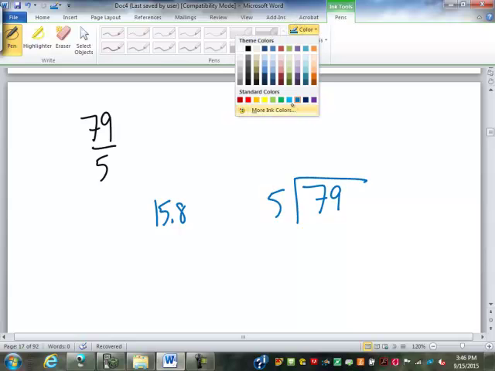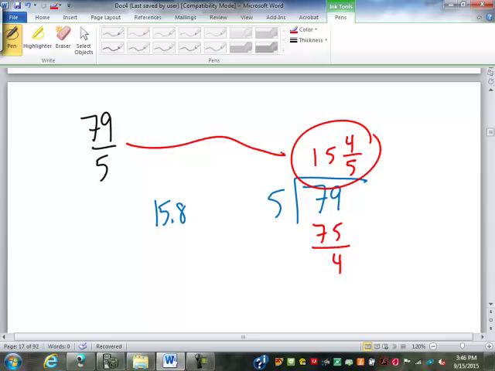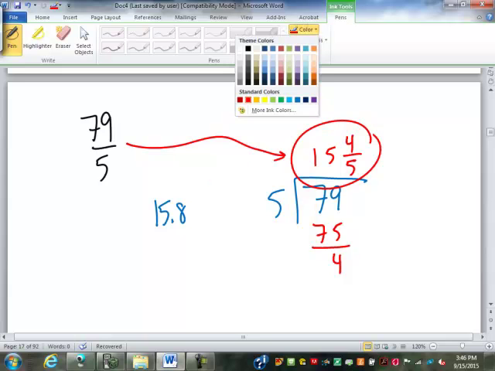79 divided by 5 is 15. 15 times 5, though, is 75. How much is left over? 4. So it's 4/5. So 79/5 becomes 15 4/5 as a mixed number.